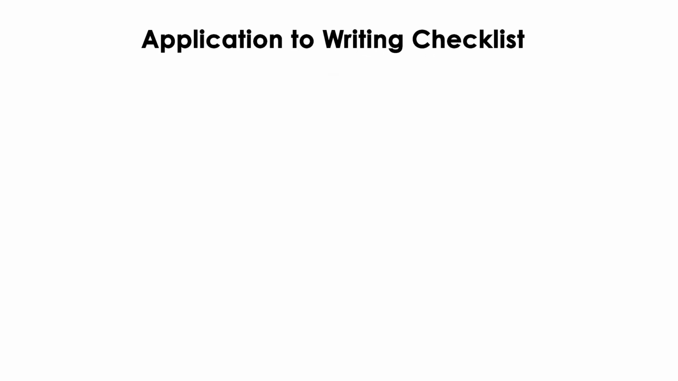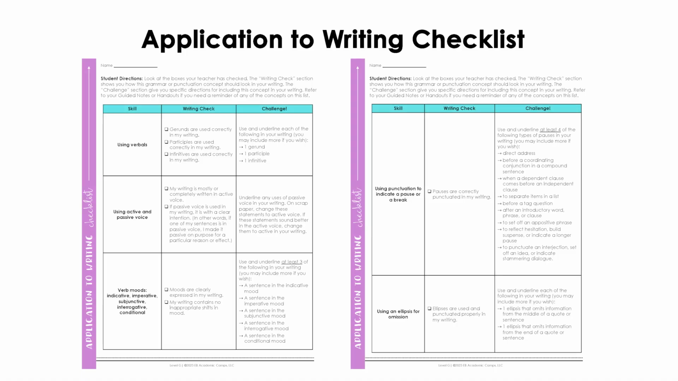Now the last part of the EB grammar framework is where the rubber meets the road. This is where we bring grammar into writing intentionally. So before any major writing assignment, we use what we call an application to writing checklist, as you can see on your screen. Here we can check the grammar skills that we want each student to focus on, and we can differentiate this by their level.